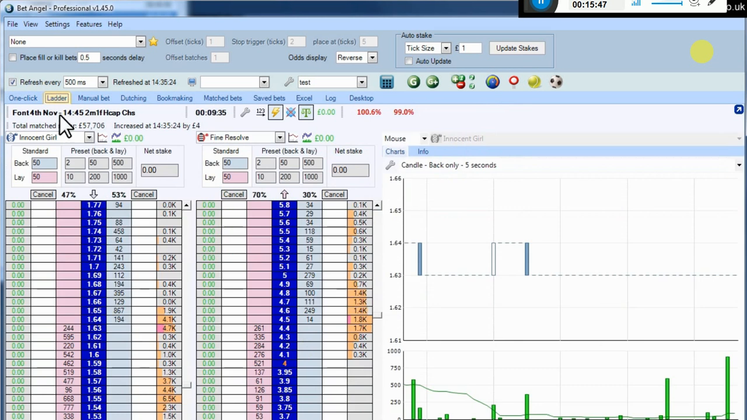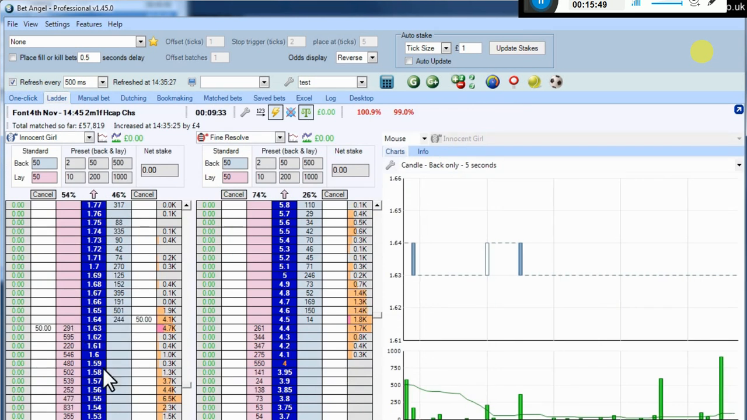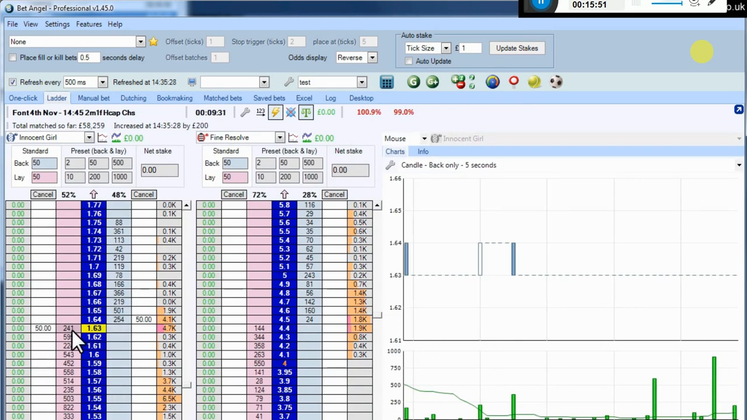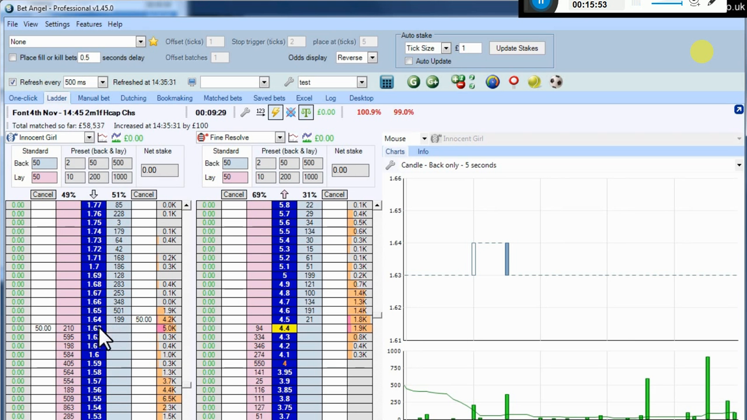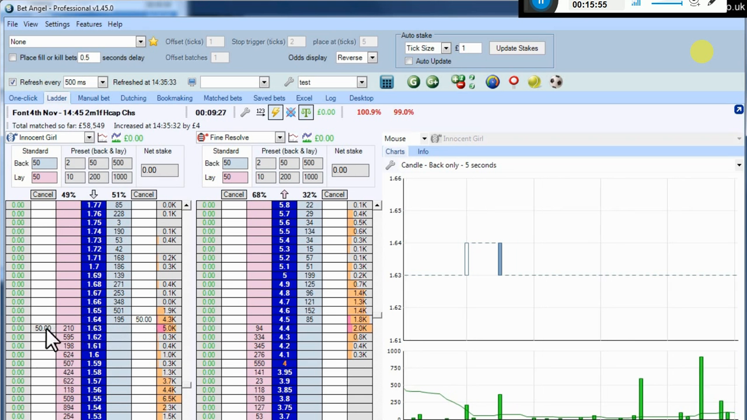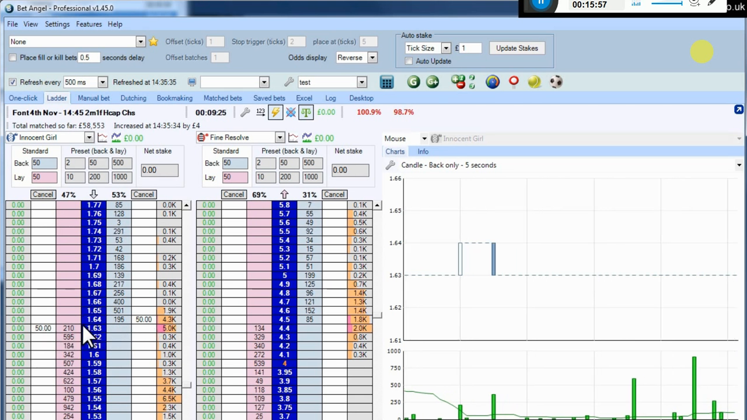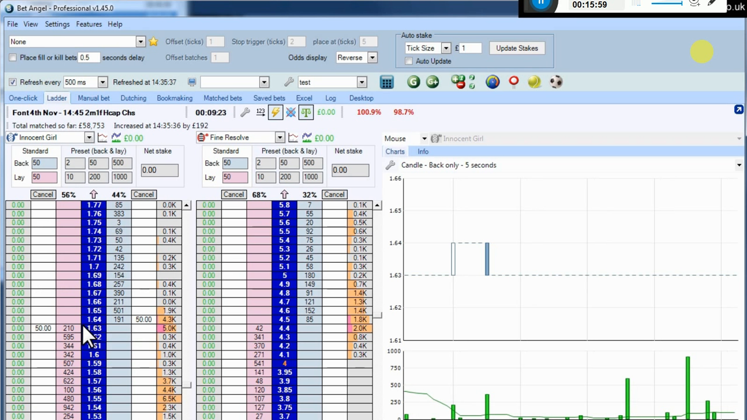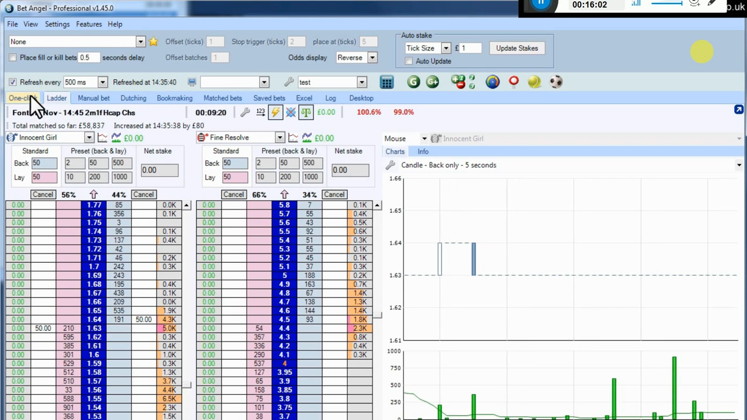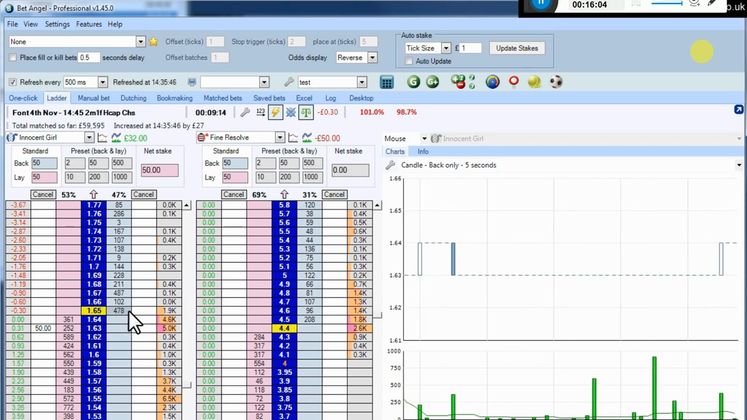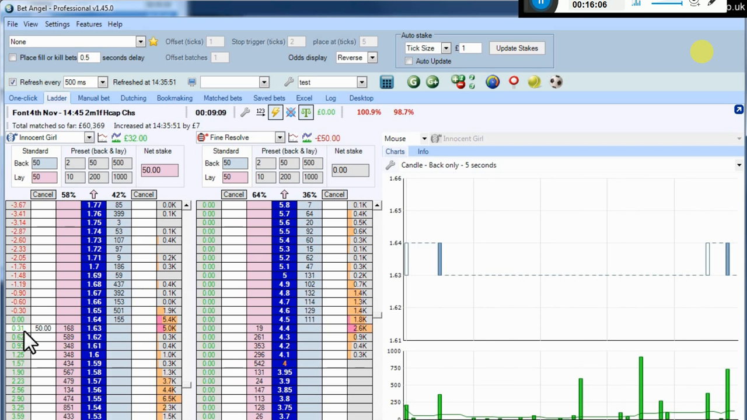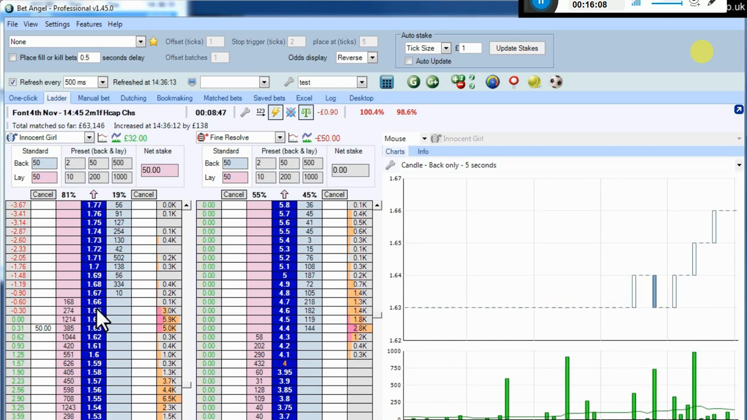So if I do a trade either side of there, then you'll see gradually the price will be eroded and my trades will get taken. That's the whole concept behind using the micro charts to make a scalp. And you can see the back trade has been taken, so we then wait for the lay trade to get taken. Now you can see the price has drifted slightly.